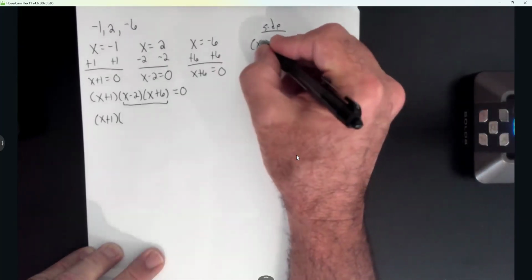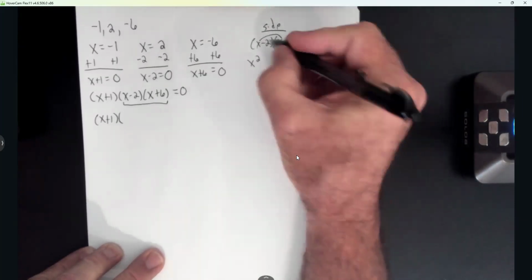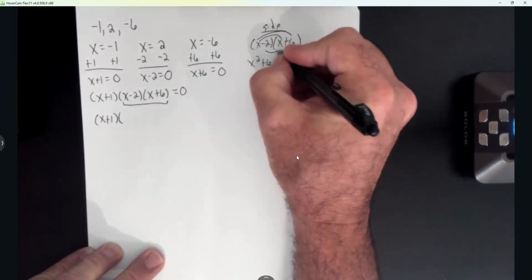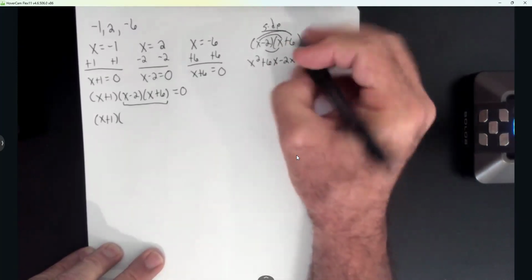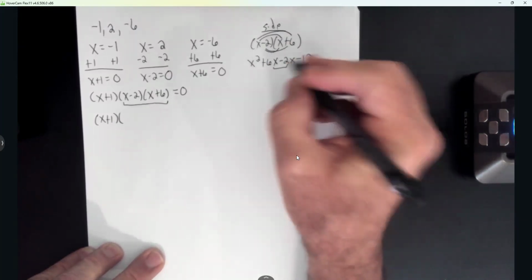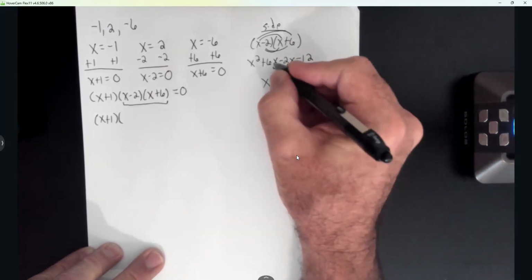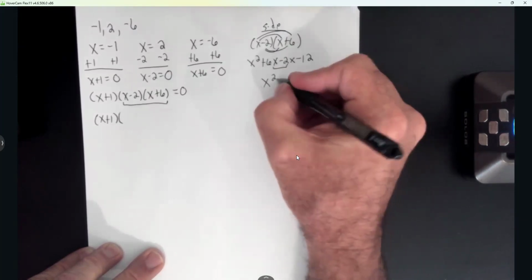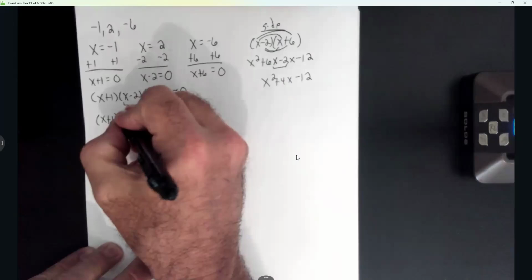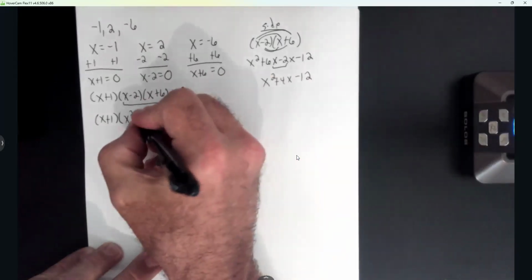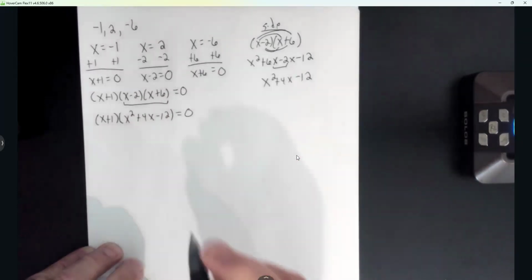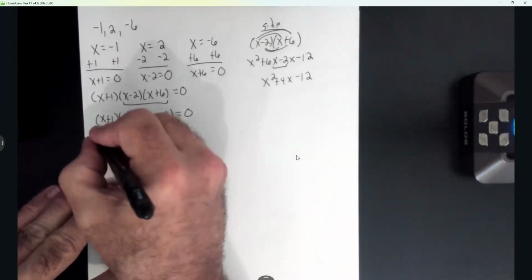All right, y'all, so right here, x times x is x squared. X times 6 is 6x. Negative 2 times x is negative 2x. Negative 2 times 6 is negative 12. Add the like terms in the middle. 6 minus 2 will leave me a 4x, and then minus my 12. So I'm putting that right here: x squared plus 4x minus 12.